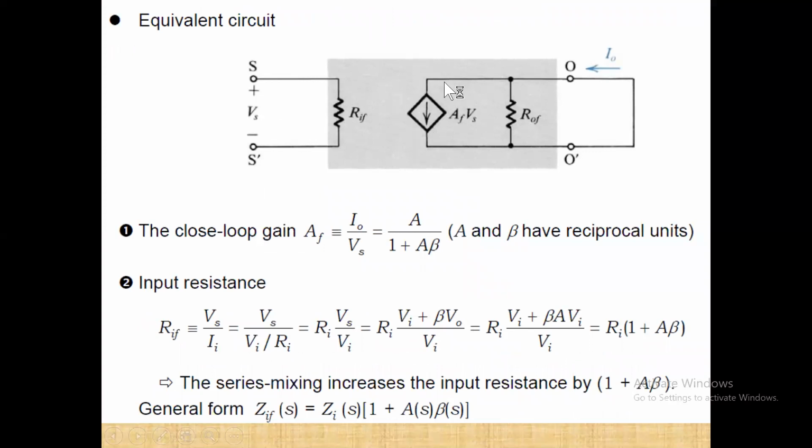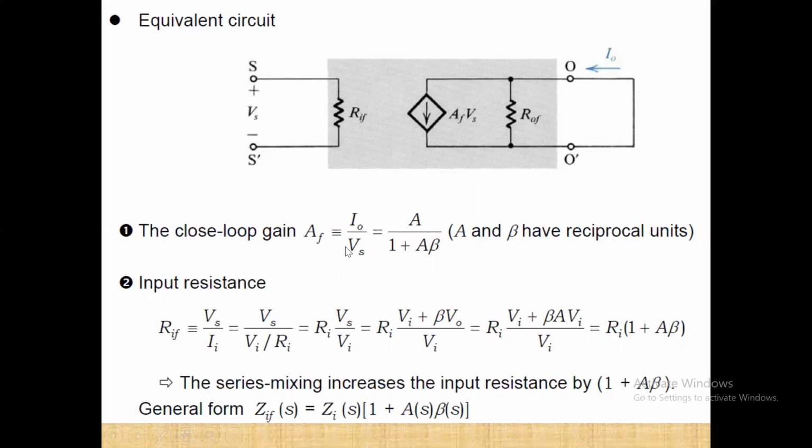So now with the feedback, we are trying to write this on the input side as VS with the RI. On the output side, we are writing again the Norton's equivalent with ROF and AF VS in parallel. So now we can write the closed loop gain as AF is equal to I naught by VS. Some people again use GF to refer to I naught by VS, but it doesn't matter. We can just consider AF as I naught by VS. Now, what is this VS? VS is nothing but VI plus the value of VF, and we can write VF in terms of I naught, which is beta I naught.